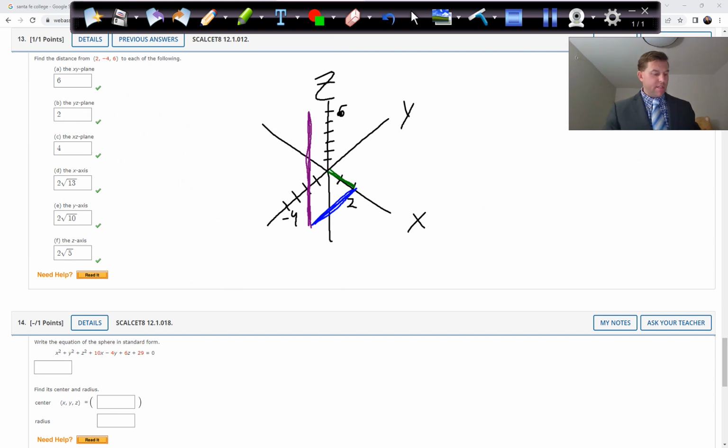Okay, for problem 13, I've drawn the picture already, but let's look at it. So we have a point 2, -4, and 6. So in the x-axis, you go 2 units, and again, you have to do a right-handed coordinate system. So positive x goes towards this letter, positive y goes towards that letter, positive z goes towards that letter. So 2 in the x would go 2 down to the right. Then -4 in the y would go away from that y letter, so it goes down and to the left in blue. And then to get to 6 in the z, you go up 6 units.